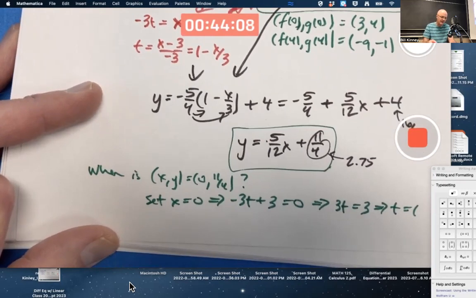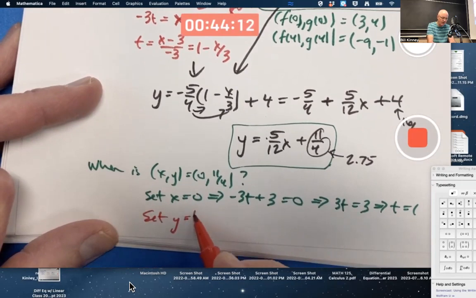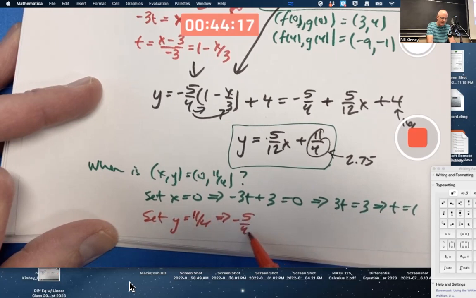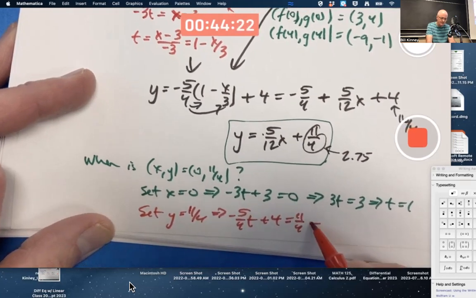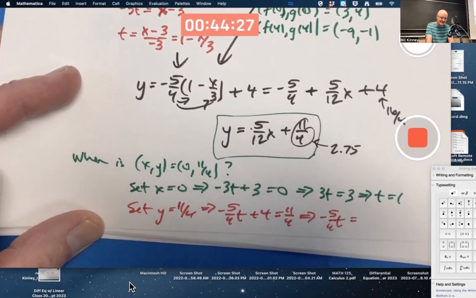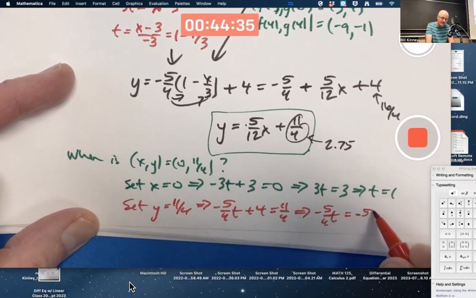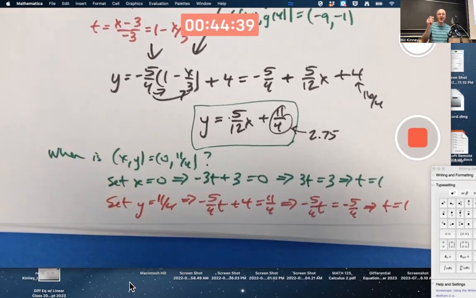I hope that happens with the other one. Let's see if it does. If I set y equal to 11/4, the y equation is -5/4 t plus 4, setting this equal to 11/4, and subtracting 4 from both sides. 4 is 16/4, 11/4 minus 16/4. Hey, yeah, it's -5/4. t is 1. So the bug is crossing the y-axis when t is 1.